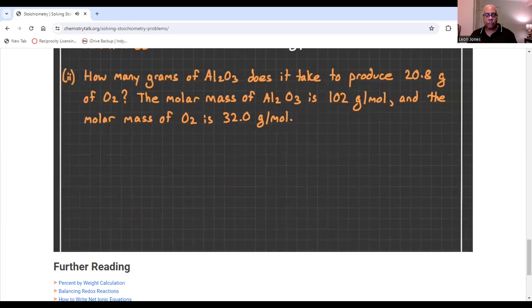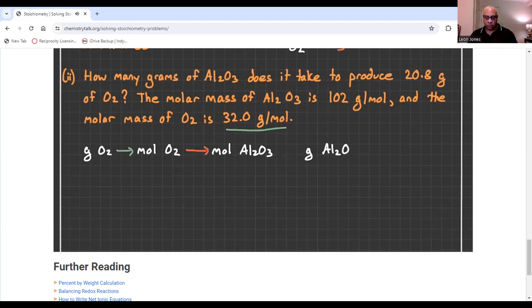Now, for the final step, calculating. We've established that our mole ratio is 2 to 3. Our first step here, according to our plan, is to go from grams of O2 to moles of O2, which we can do using the given molar mass of O2. The next step, moles of O2 to moles of aluminum oxide, can be done using the mole ratio we established. Finally, we can convert moles of aluminum oxide to grams of aluminum oxide using its molar mass, which was also given in the question.